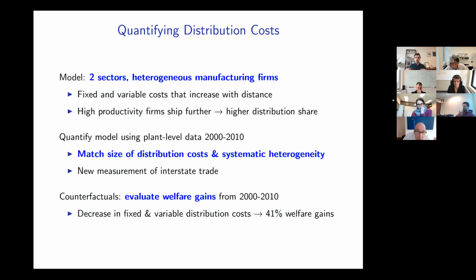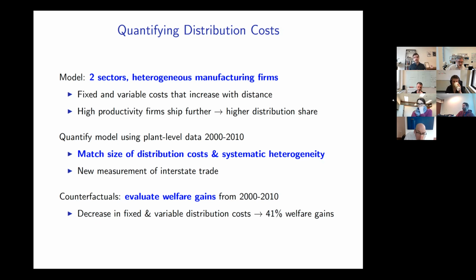Now, what's nice though is that we're going to be able to quantify this model using the new plant level data from 2000 to 2010. In particular, we're going to be able to match the moments that we have on the magnitude of distribution costs, as well as the systematic heterogeneity that we document. In addition, we're going to present some new estimates of interstate trade in India that we're also going to use to calibrate the model. I'll talk about those in more detail later on.